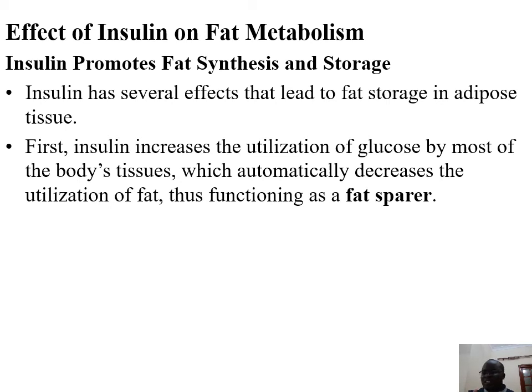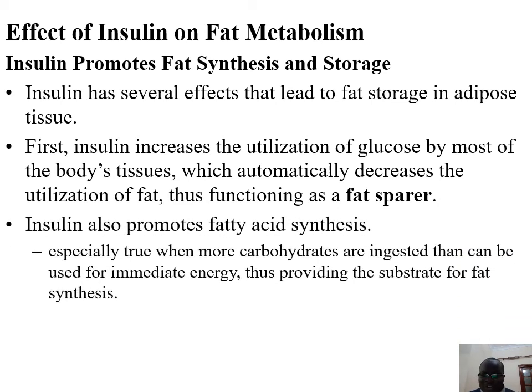This is immediately after a meal, when you have a sufficient amount of insulin. So you're internalizing a lot of glucose. Some of this glucose is being converted into glycogen, and some of the glucose will be converted into fat or amino acids, and then to be deposited in adipose tissue. So you're going to spare fat as you are using glucose as a source of energy. So it will function as a fat sparer.